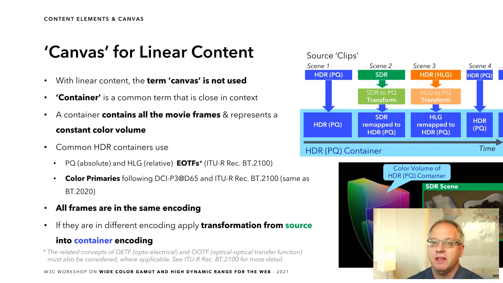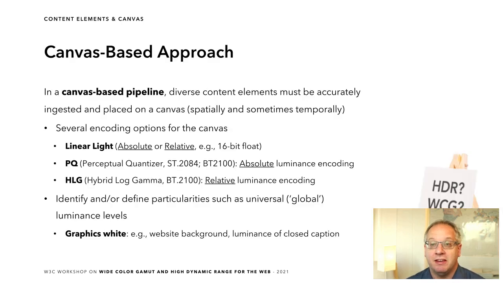Similar to ingesting scenes originating from different formats and encodings as described on the previous slide, canvas-based approaches need to handle and potentially convert different content elements in order to place them on a single format canvas. In addition to the before mentioned PQ and HLG encodings, linear light encodings can also be a realistic option, for example through a 16-bit floating point representation. And please note that linear here refers to the luminance intensity and not time.